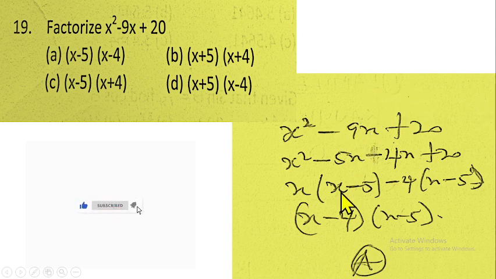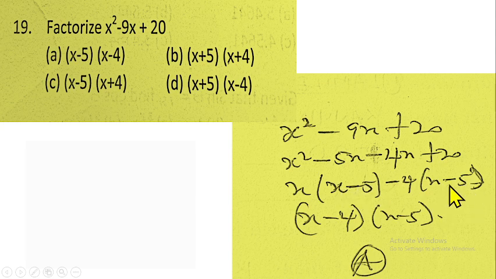Is that correct? Good. If that is correct, you add your x to the back of the two numbers. That will give us minus 5x minus 4x, so that will replace this minus 9x here. That means you'll have x squared minus 5x minus 4x plus 20. Then factorize the two brackets. x is common to this: x into x minus 5. Minus 4 is common to this: minus 4 into x plus minus 5 also.